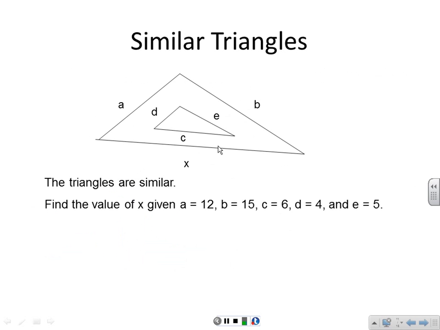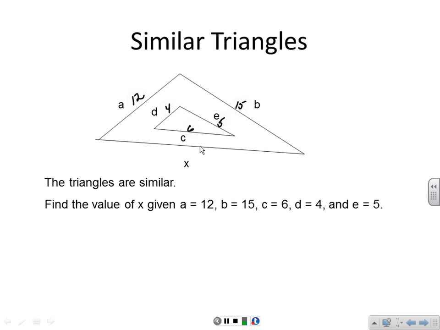So this would be another example. You have two triangles, the smaller triangle and the bigger triangle. It says the triangles are similar, so that's given. Find the value of x given that A is 12, B is 15, C is 6, D is 4, and E is 5. So we can set up a proportion to find x.